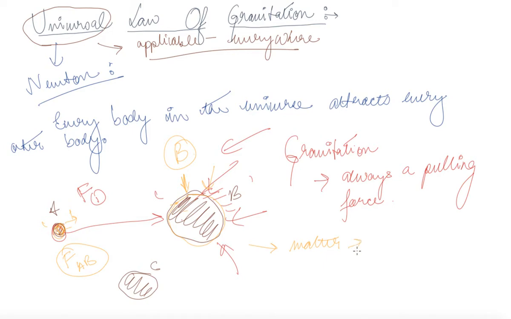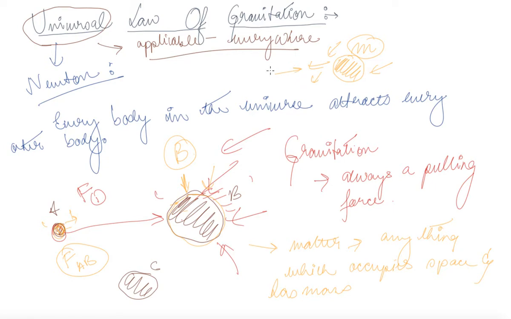What is matter? Anything which occupies space and has mass. So we can say to a certain extent that almost all of the particles in the universe have a certain amount of mass m, no matter how negligible it may be. So all the objects in the universe pull each other. That is what the law of gravitation tells us.